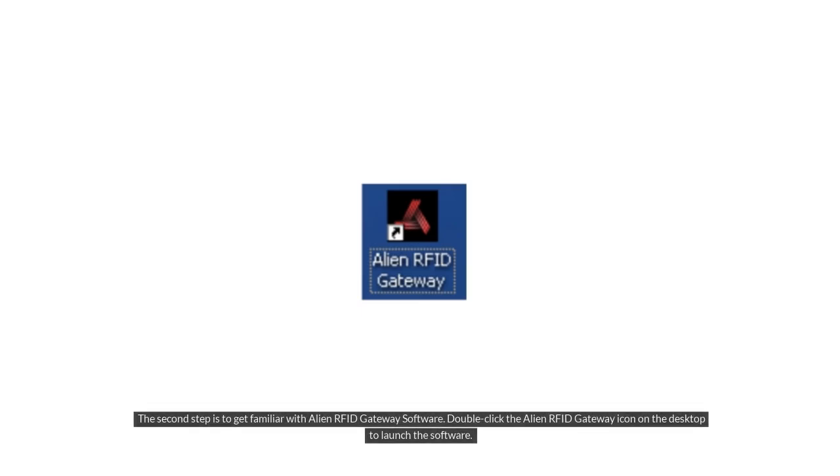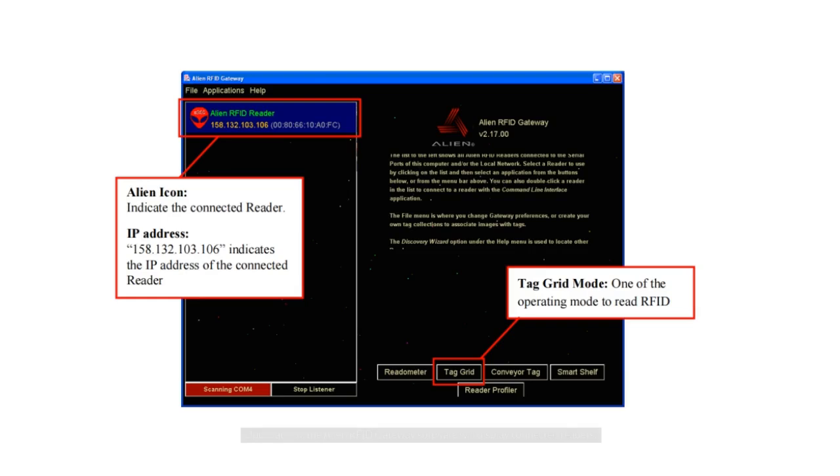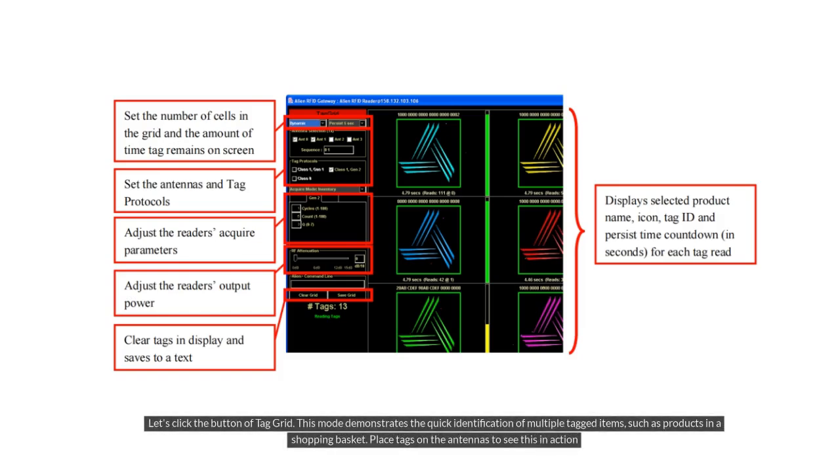The second step is to get familiar with Alien RFID Gateway software. Double-click the Alien RFID Gateway icon on the desktop to launch the software. Upon launch, the Alien RFID Gateway software will display connected readers. Let's click the button of Tag Grid. This mode demonstrates the quick identification of multiple tagged items, such as products in a shopping basket. Place tags on the antennas to see this in action.